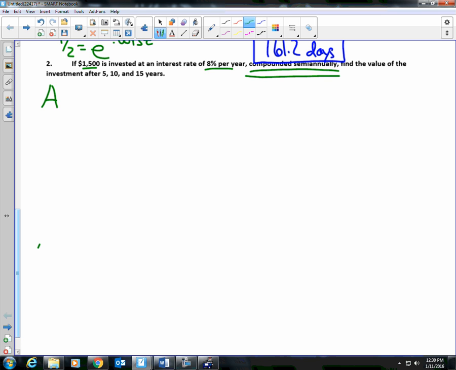The amount at a given time is equal to the principal. Principal is the amount of your initial investment. Okay? That's your initial investment. That's what you put in at the very beginning. Times 1 plus the rate at which it's invested divided by the number of times that it's compounded in the course of the year, raised to that number of times the number of years that it's invested. Good.